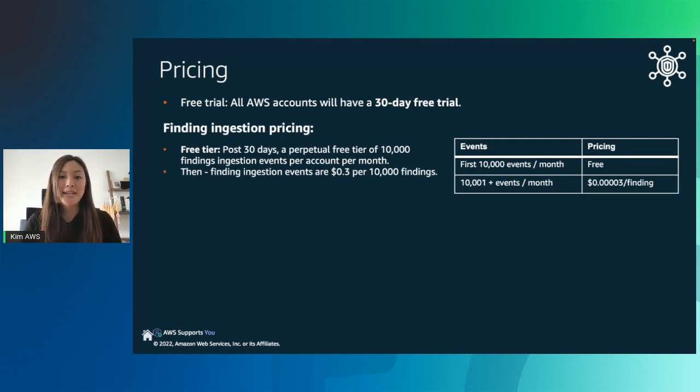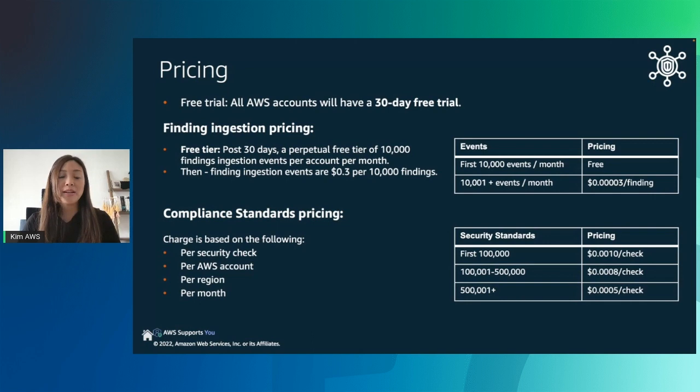In terms of pricing later on, we actually split it into finding ingestion pricing, and we also split it within compliance standard pricing. So when findings are thrown up by your GuardDuty alerts, for example, or for your IAM Access Analyzer or Macie, we do charge a bit for finding ingestion. But then also, if you turn on compliance standard pricing, and it's constantly looking for whether or not your resources are compliant across specific security baselines, per security check, per account, or per region, there is also a nominal fee in terms of that.